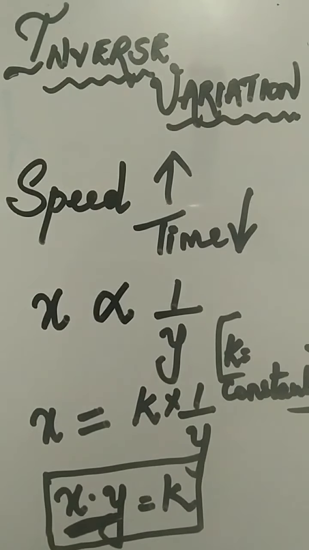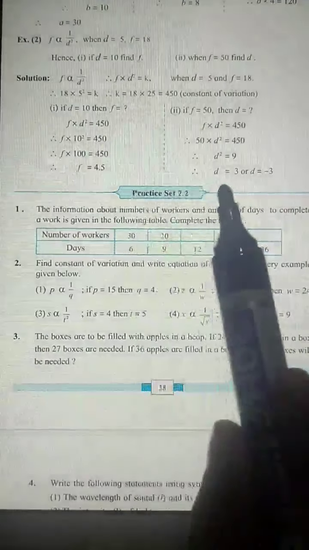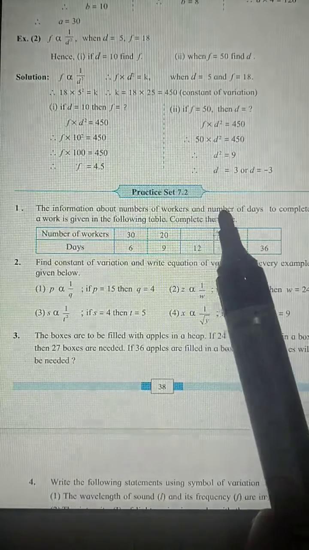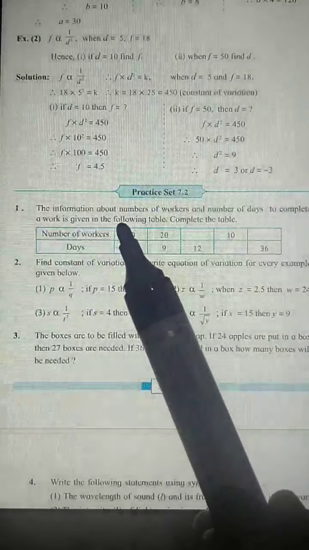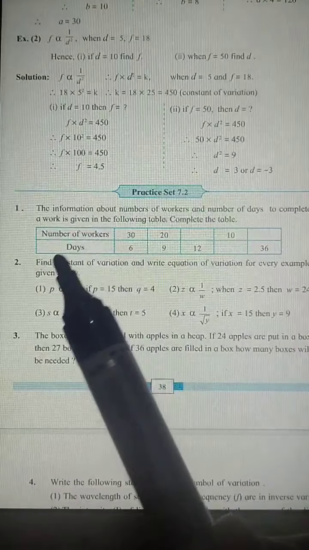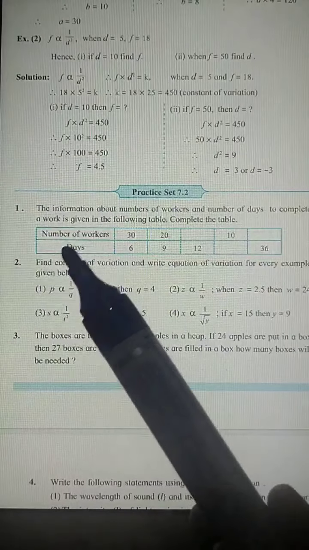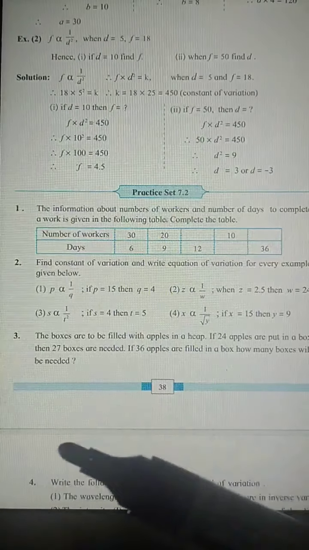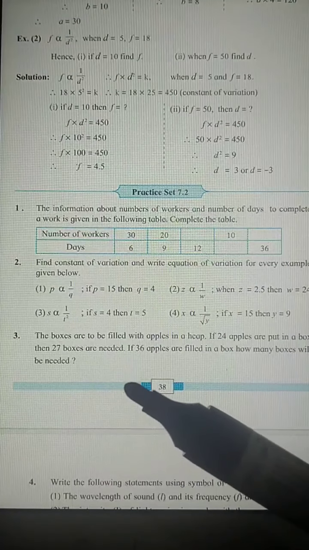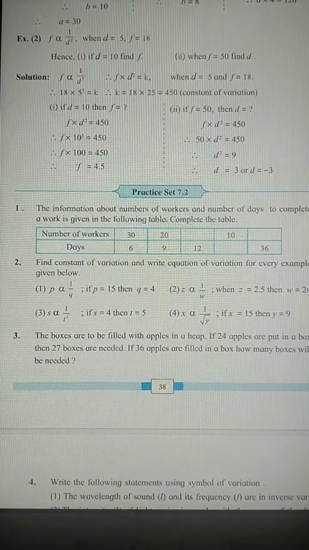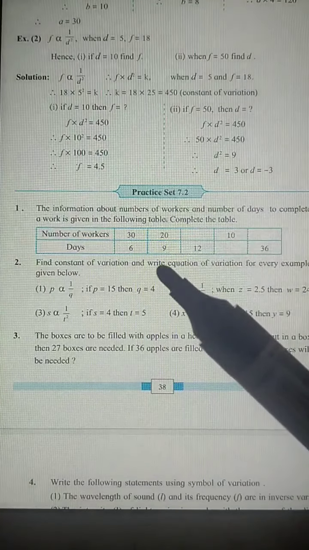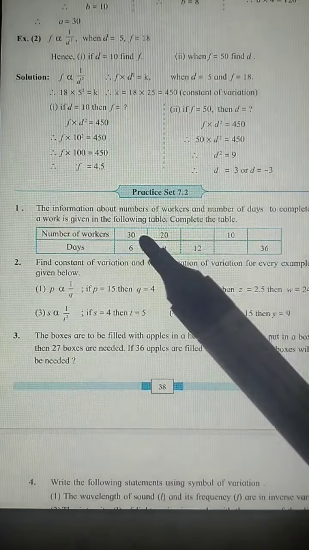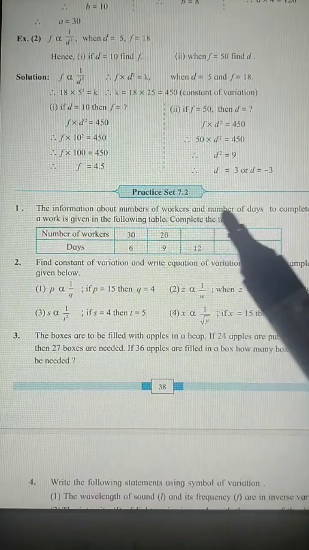So let's consider practice set 7.2. The question is, the information about number of workers and number of days to complete a work is given in the following table. Number of workers, number of days. So you will think, as the number of workers increases, how many days will it take? As the number of workers increases, it will take less time. One worker will take more time to complete a given construction work, whereas if you have 30 workers or 10 workers, they will take less time. 30 workers will take very less time compared to 10 workers.